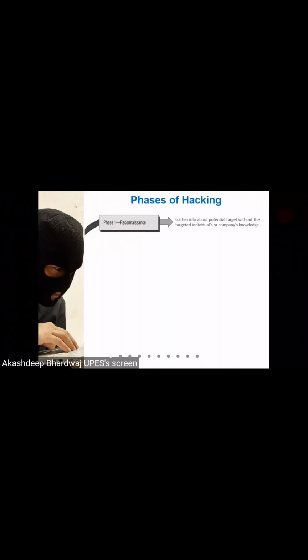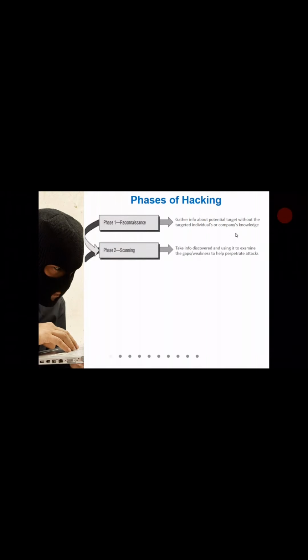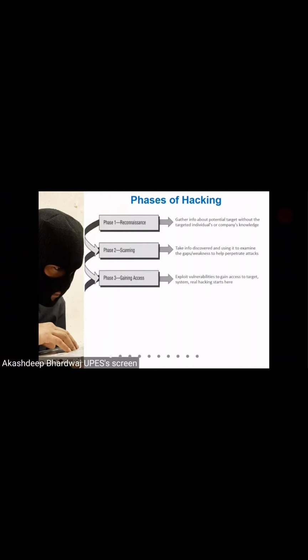The first phase is typically called reconnaissance. This phase gathers information about a potential target without the target's knowledge or alerting them. The second phase is scanning, where you take the information that you discovered about the people or company in the first phase and examine it to try to find some weaknesses or gaps which can help you get inside their networks. The third phase is gaining access. Once you've scanned a system, you typically know their weaknesses. You start to exploit those weaknesses, which are basically called vulnerabilities. You try to gain access into the target systems, and this is where the real bad part starts. First phase, you find out information, then you discover gaps, and third, you get inside.